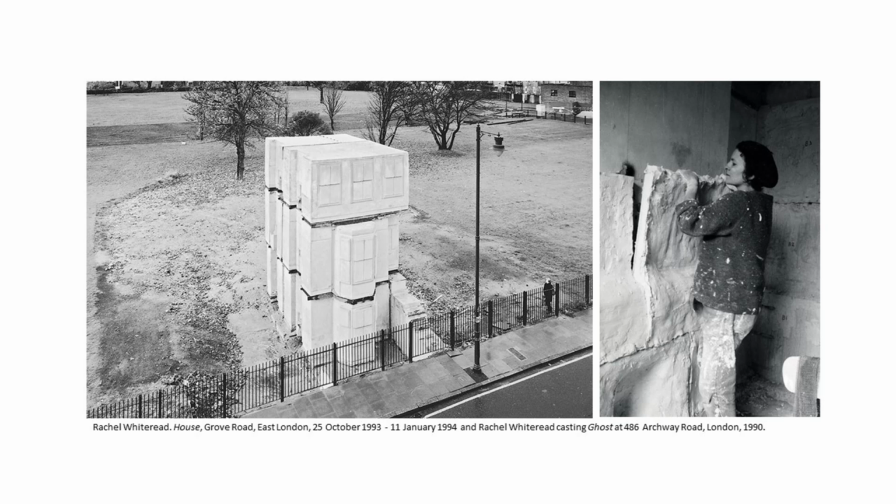Rachel Whiteread cast the spaces that objects occupy rather than the objects themselves. In 1993, she did a cast from the interior of a Victorian terraced house in London's East End. Negative and positive space equate with private and public space here in this sculpture.